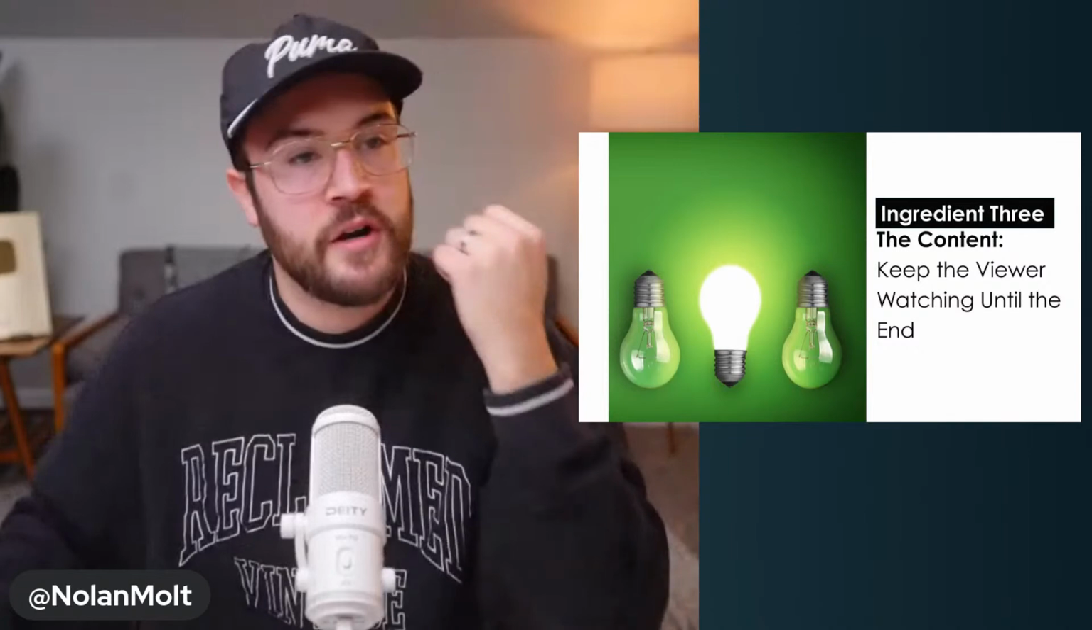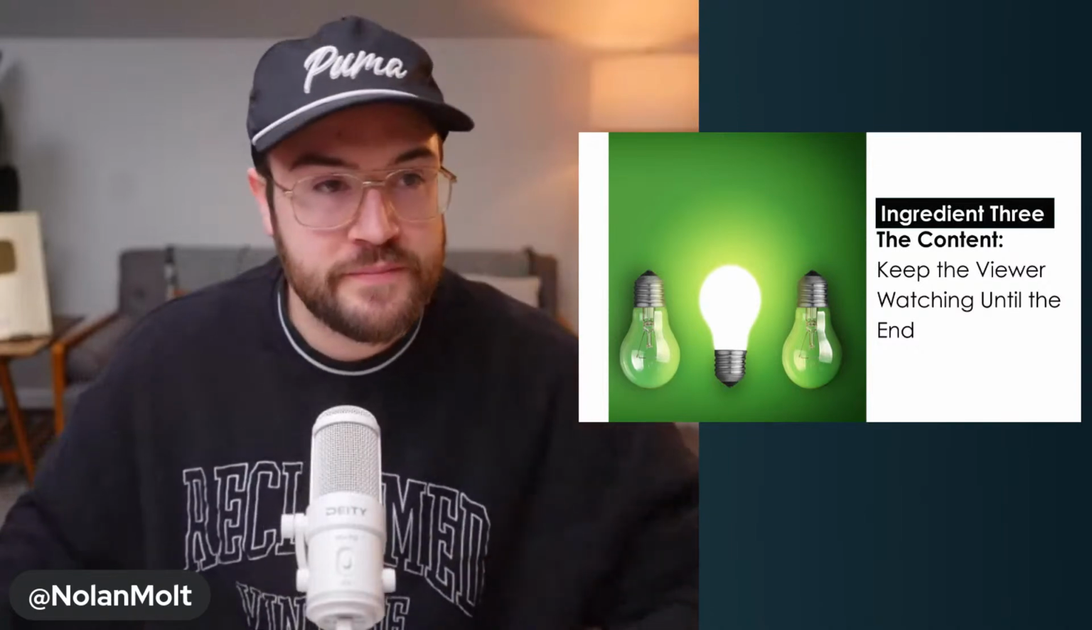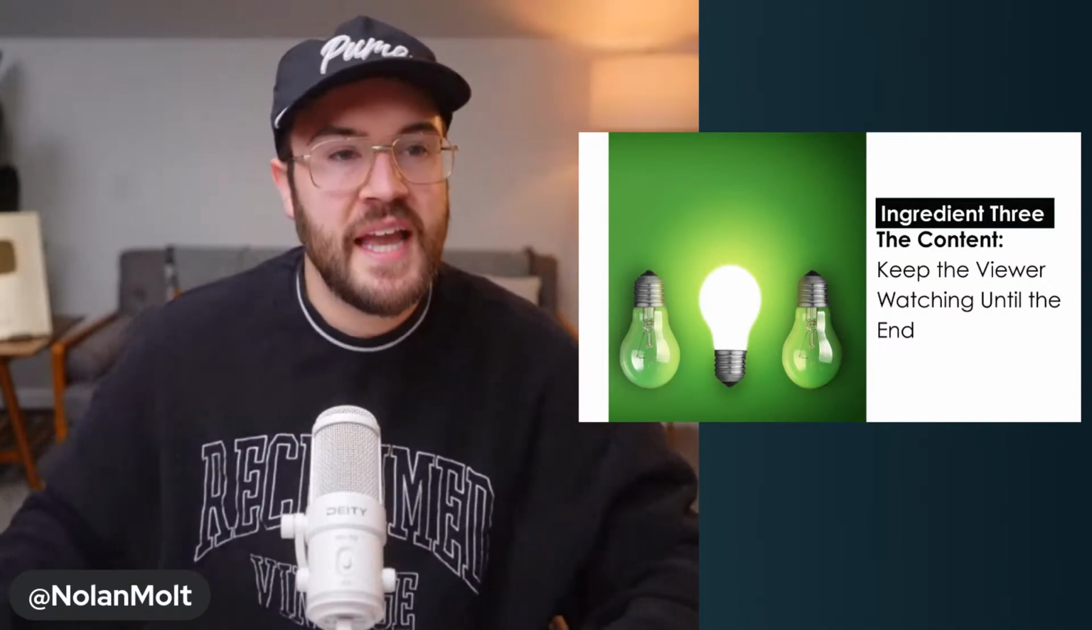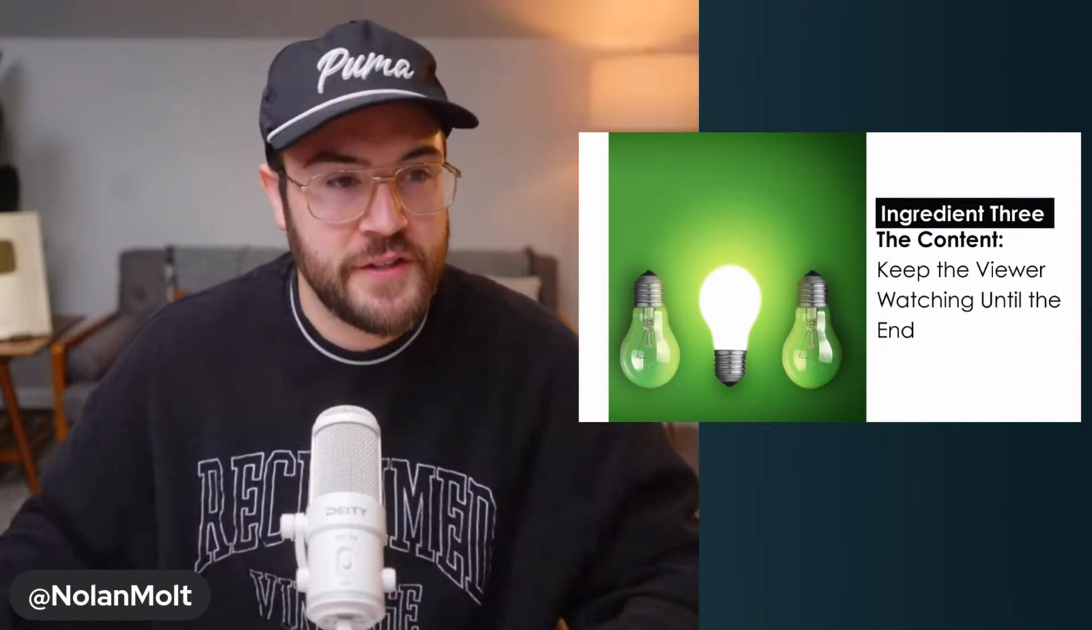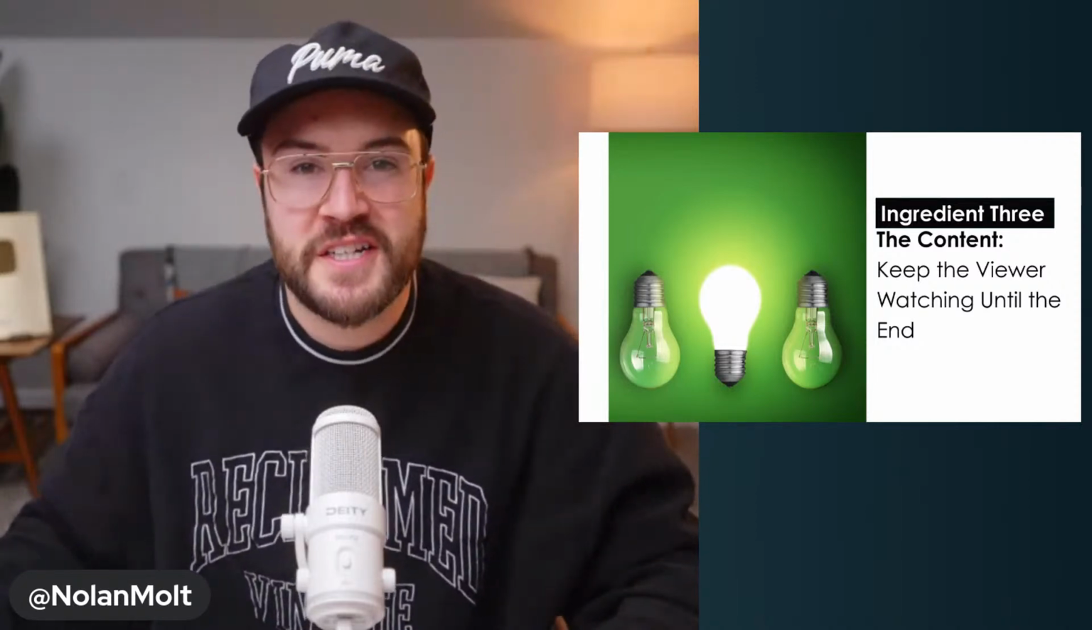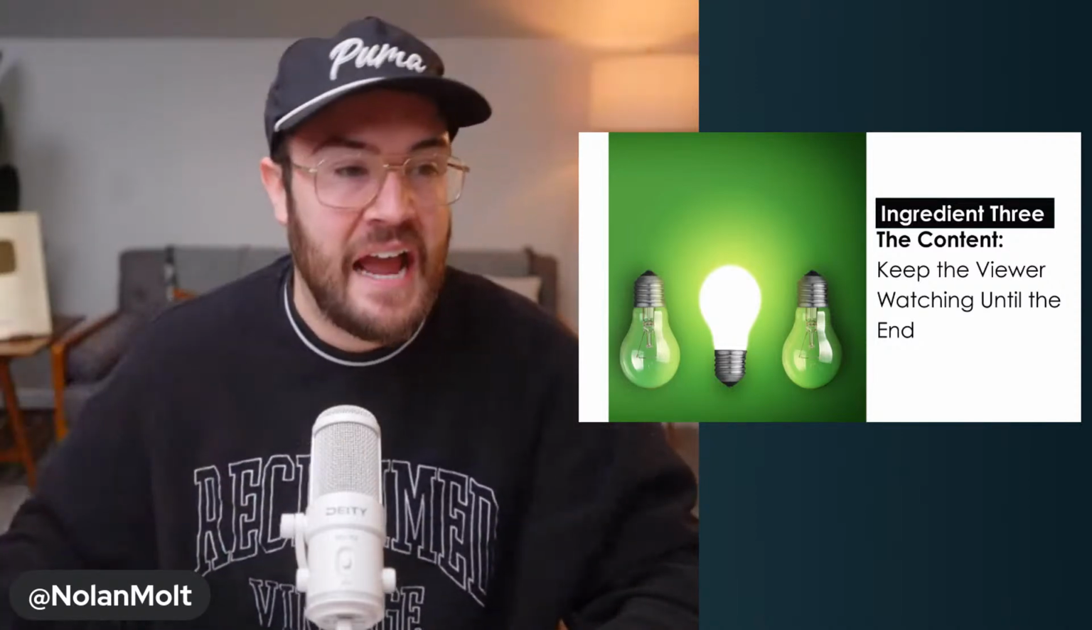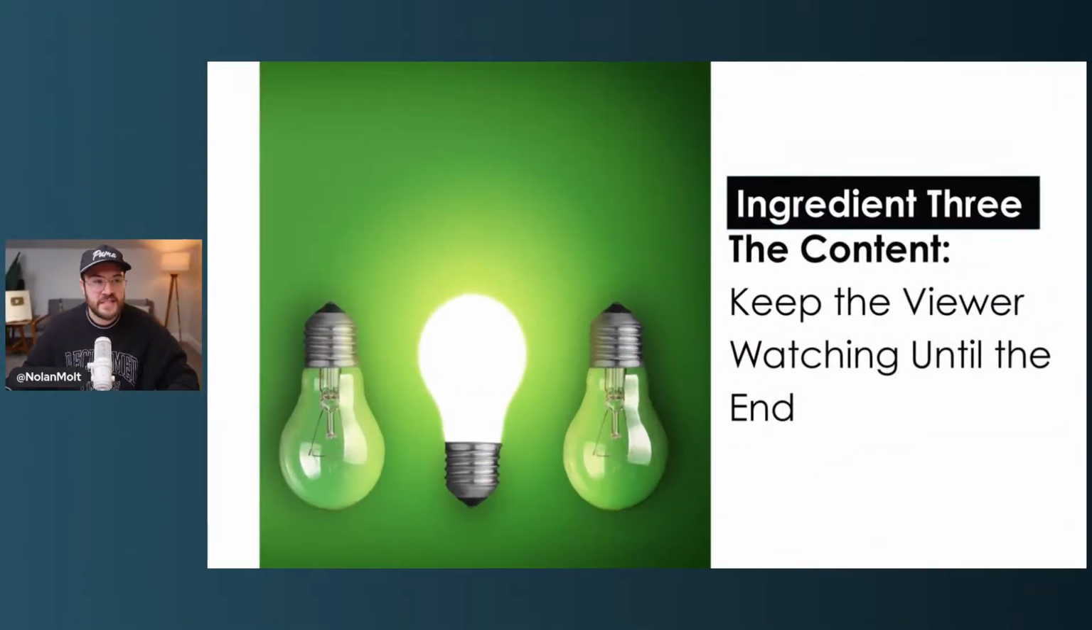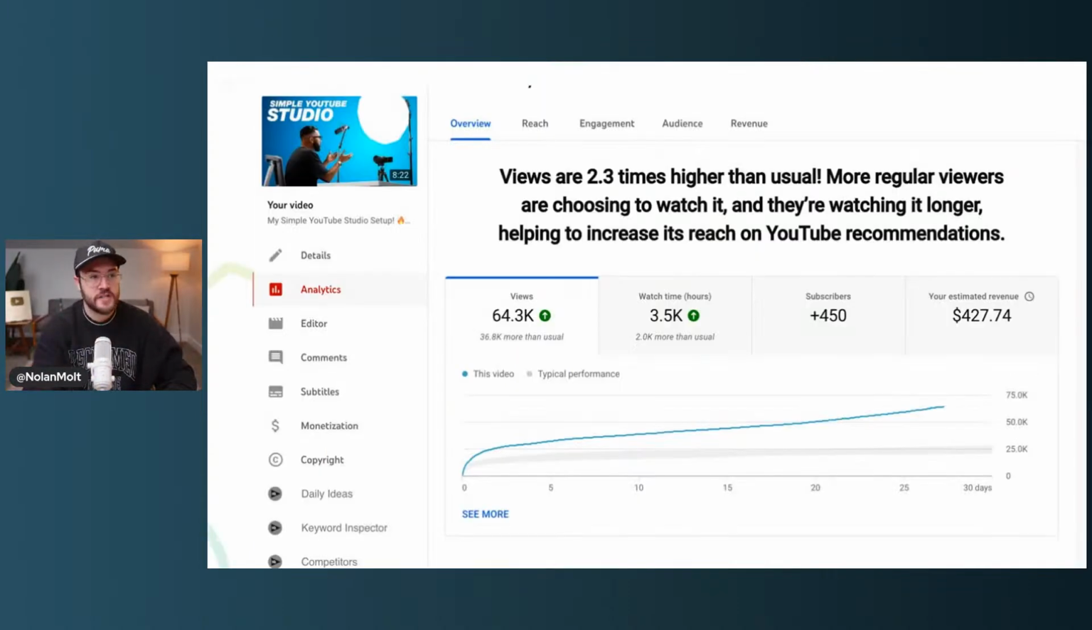Now, ingredient number 3 is the content. And you want to keep the viewer watching until the end. You want to keep them watching until the end, because that is average view duration, is keeping them watching until the end. The hook helps a lot with it, but during the content, how can you actually keep them watching? So back into YouTube Studio Analytics, talking about the algorithm, talking about what works.